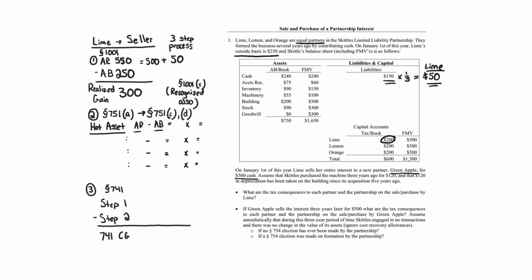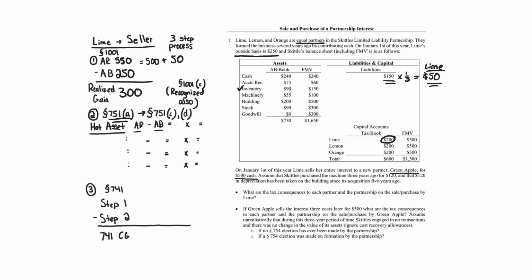Let's go through our list of assets. Do we have any hot assets? We're looking for hot assets under 751(c) and 751(d). Now, when it comes to 751(a), which is where we find the sales of partnership interests, all inventory, not substantially appreciated, all inventory is included in this, even if it's lost inventory.